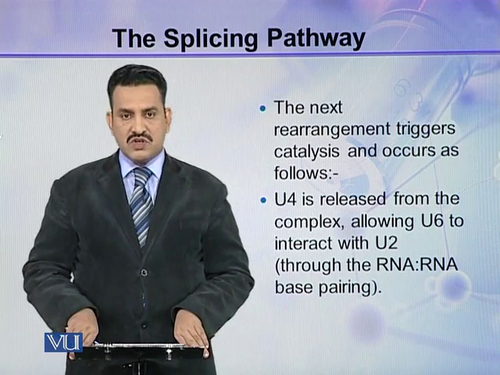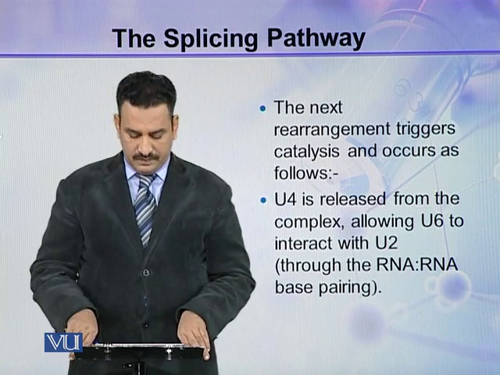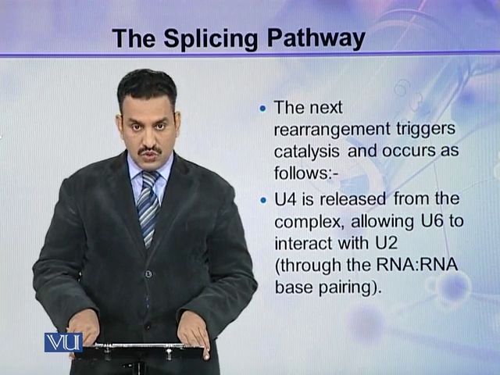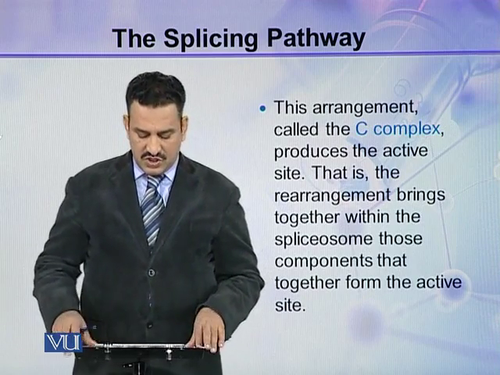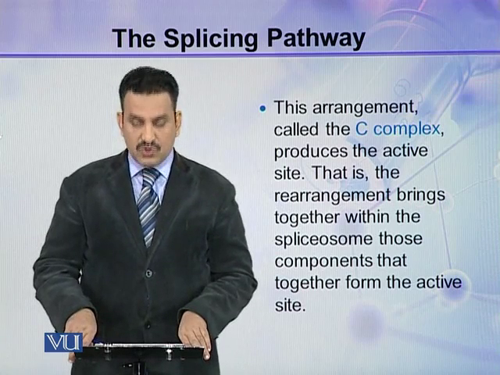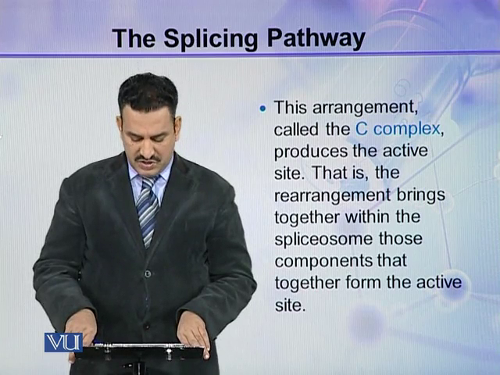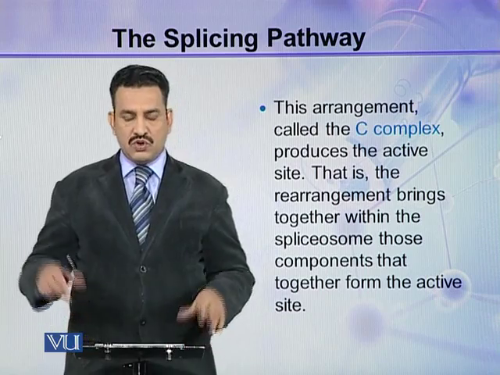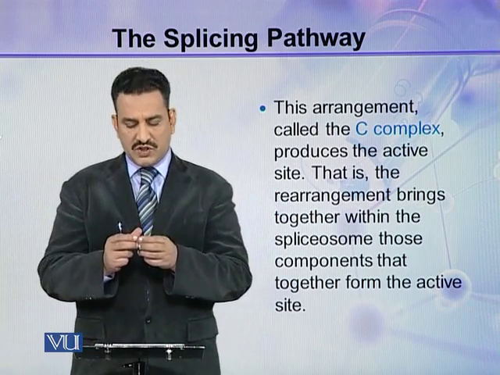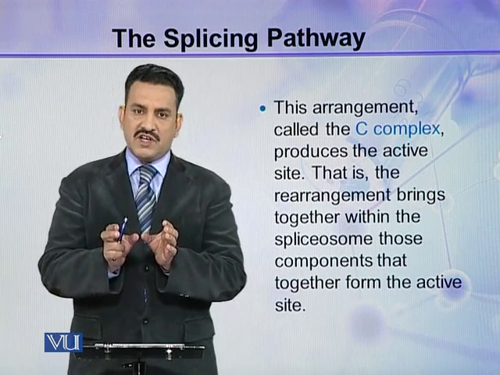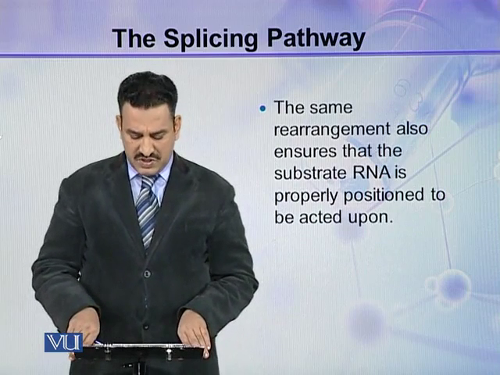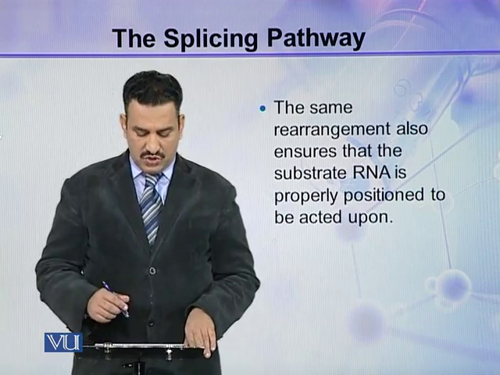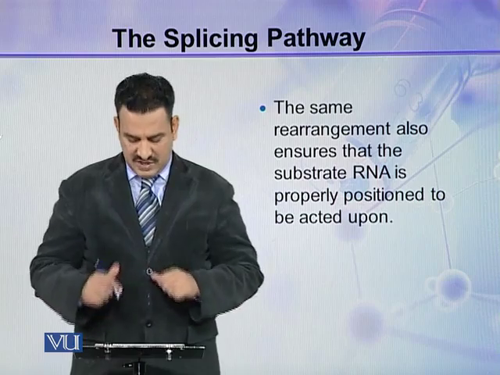The next rearrangement triggers catalysis and occurs as follows. U4 is released from the complex, allowing U6 to interact with U2 through RNA-RNA base pairing. This arrangement, called the C complex, produces the active site. That is, the rearrangement brings together within the spliceosome those components that together form the active site. The same rearrangement also ensures that the substrate RNA is properly positioned to be acted upon. So this also brings about the proper positioning of the RNA.